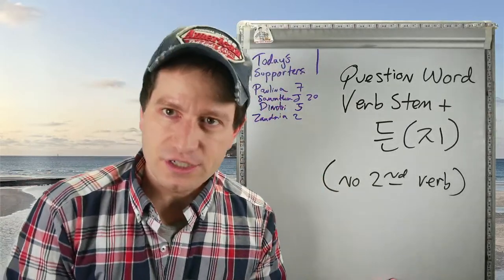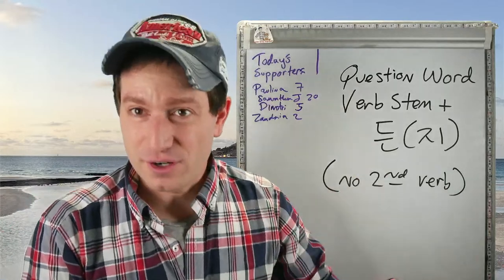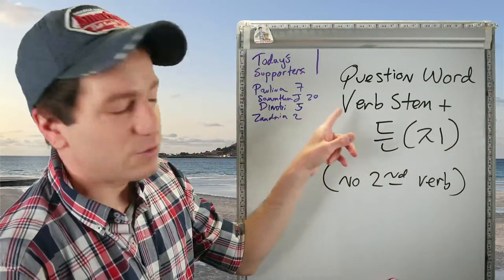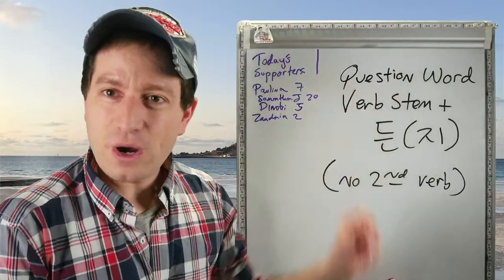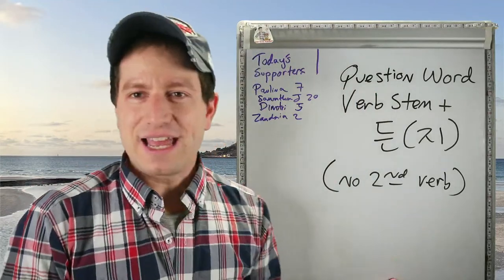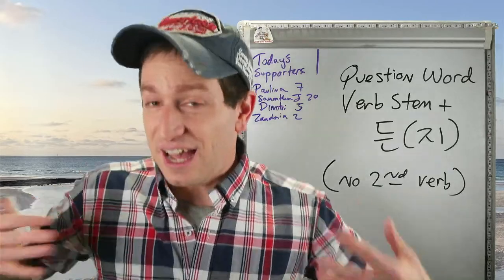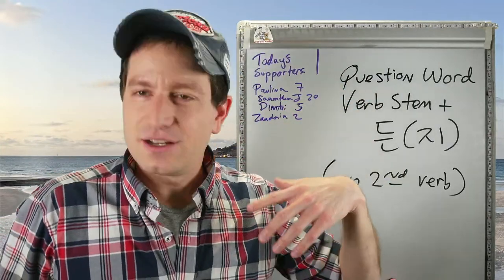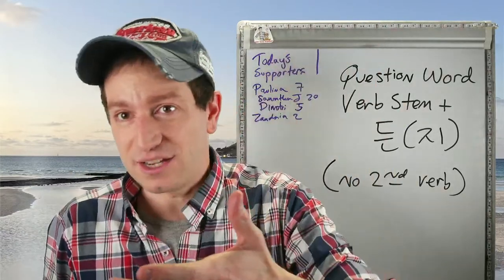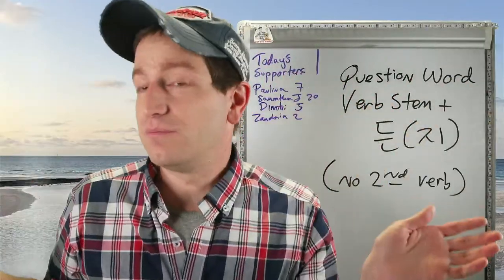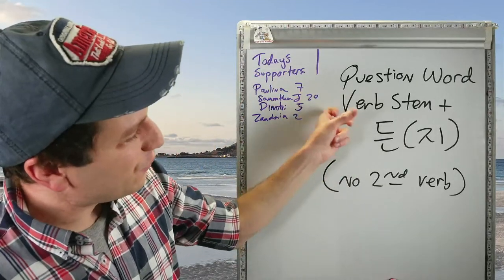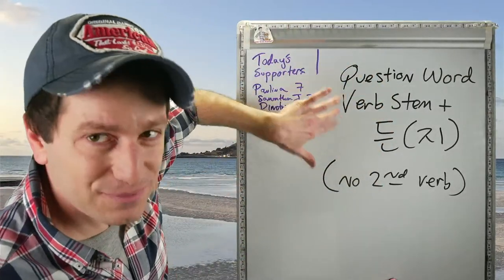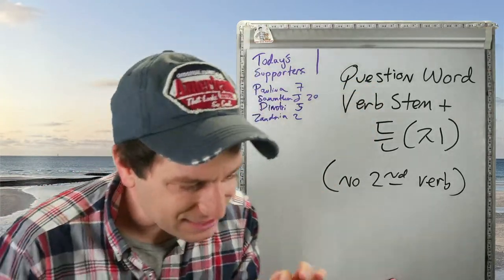I said that when you use a question word together with 든지, you don't use a second verb, right? You don't have to duplicate it like you do with just 하든지, 안 하든지. You can have something like 하든지, and then you need 안 하든지 or 못 하든지 or something like that. But if you're using a question word with 든지, you don't have to. You can just say 언제든지 전화하세요. So give me a call anytime. We didn't have to add in a second form. It wouldn't make any sense. You can use it as question word, verb stem, 든지, and then finish the sentence. And I'll show you what that looks like.